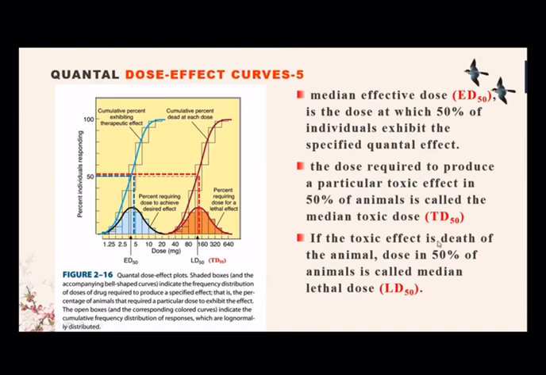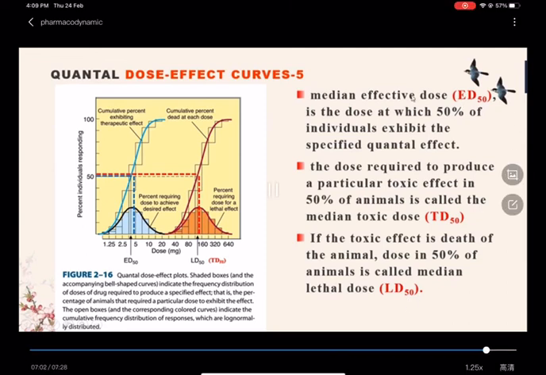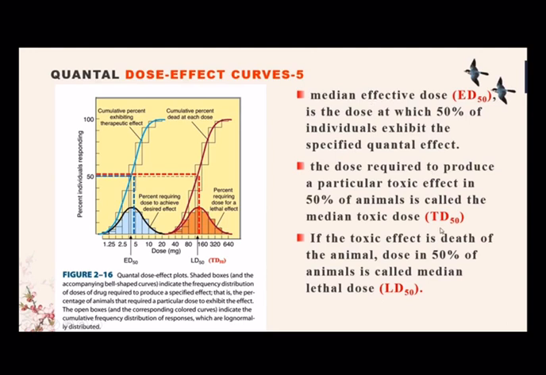If the toxic effect is the death of the animal, the dose at which 50% of animals die is called the median lethal dose, LD50. It means 50% of animals appear dead. Its dose we call LD50. LD90 is when 90% of animals appear dead. Its dose we call LD90. E is the abbreviation of effect. T is the abbreviation of toxic. L is the abbreviation of lethal. LD50 is the index of a drug's toxic effect. The larger the LD50, the smaller the toxic effect of the drug.